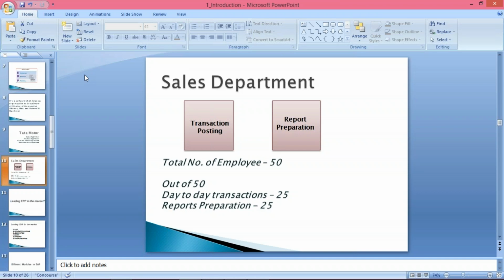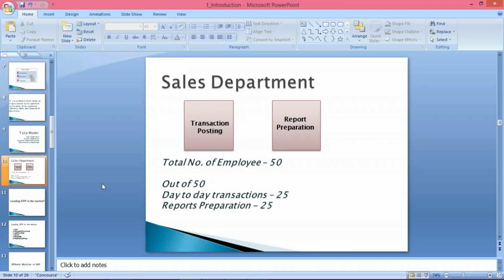Now, since I have taken the example of the sales department, I'm talking about their backend office. Sales department here means not the field part, but the people who are sitting in the office and working. If you're part of the marketing team, you have to roam in the market. I'm talking about the sales department backend team.